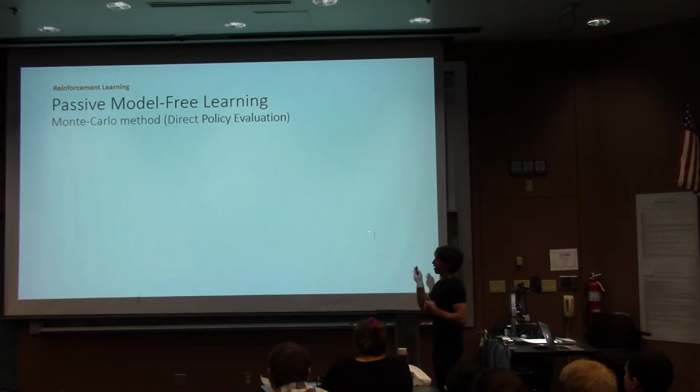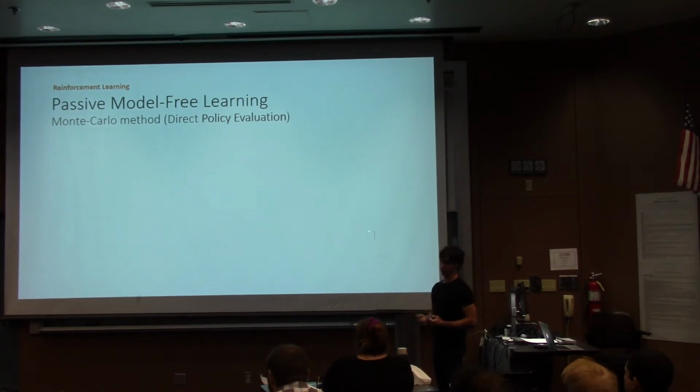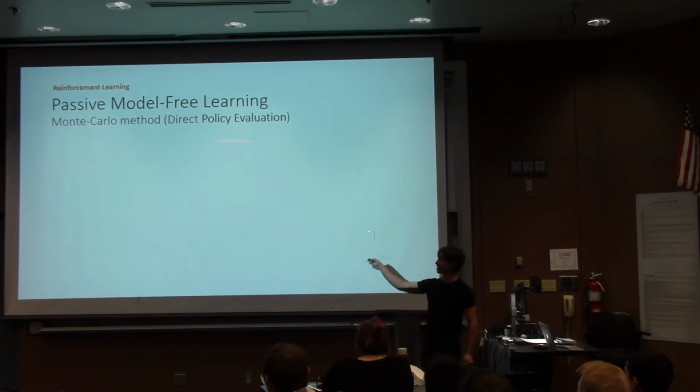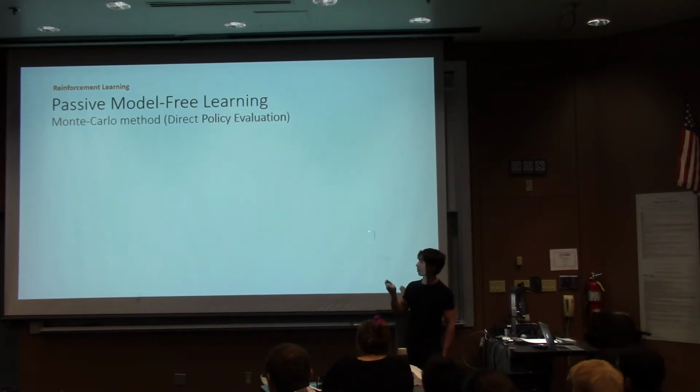So, that was model-based learning, where you didn't have a model, but you learned it. It's also possible to learn without coming up with a model at all. And we start out with the naive case of the Monte Carlo method. Also, you guys called it the direct policy evaluation.